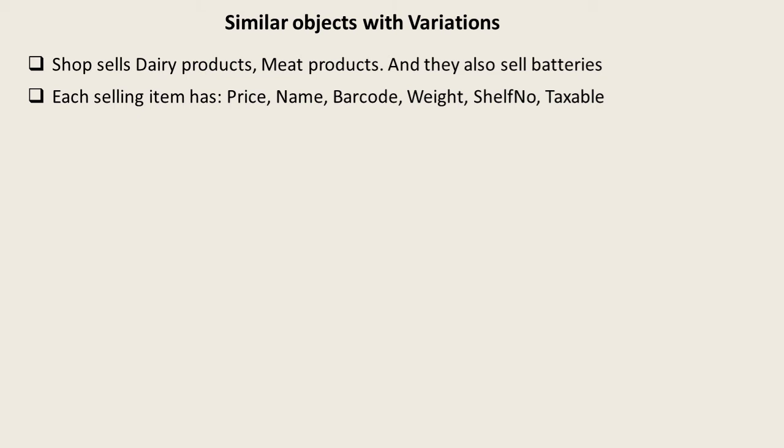So all our selling items will have this information regardless of their nature, because this applies to everything we sell in the shop. However, there would also be some specific fields. For example, dairy products, in addition to all these fields, also need to store fat content and calcium. This milk product will normally want to see this information.